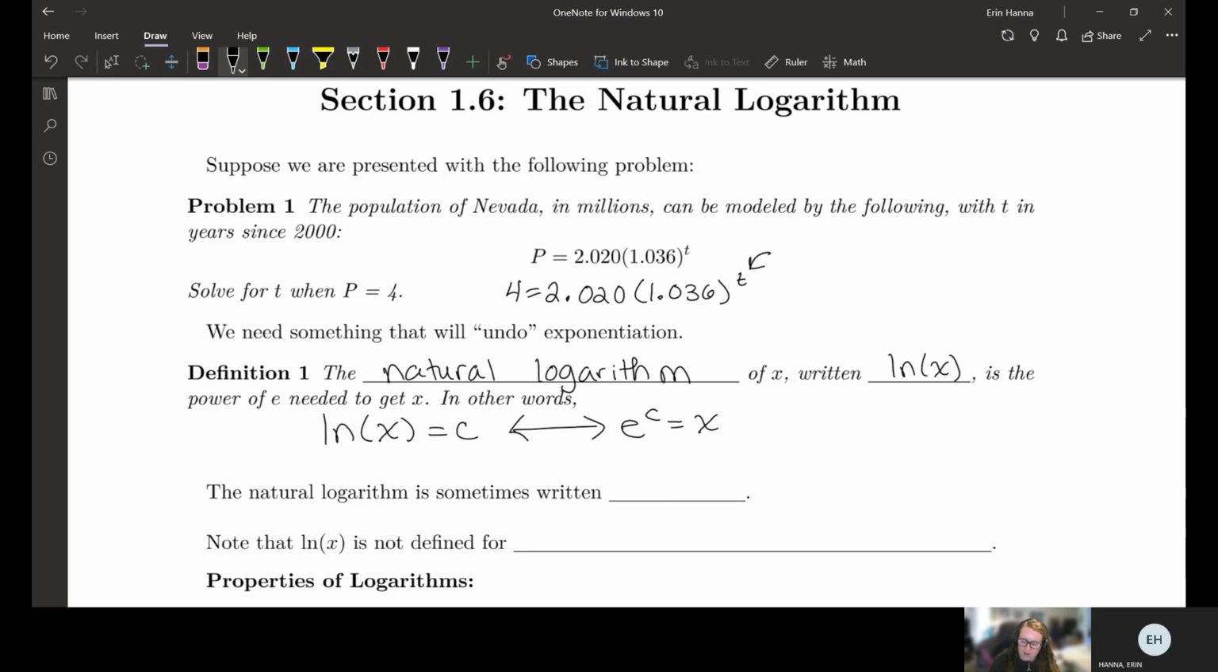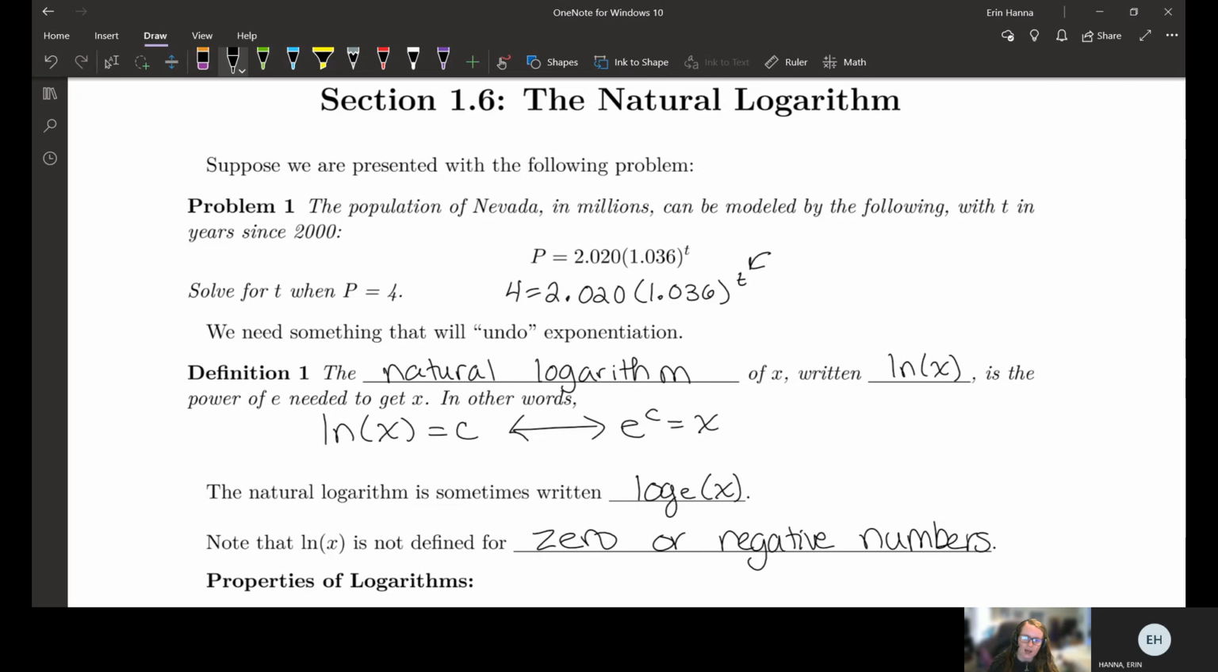So that's what it means by saying it is the power of e needed to get x. Now the natural logarithm is sometimes written also as log base e of x. Note that the natural log is not defined for 0 or negative numbers. So if you try to plug in 0 or something negative to the natural log, especially on a calculator, it will just spit out an error message.